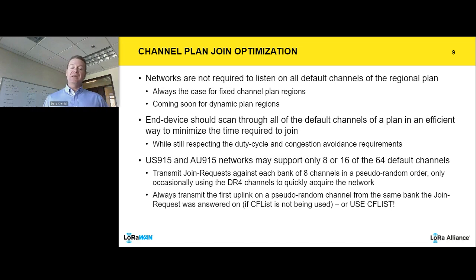And then secondly, the end device should transmit its next data frame, the first uplink, on a pseudo-random channel within the same bank as it successfully joined the network on. That, again, will give it the highest probability of getting in contact and getting the correct channel plan from the network. Of course, CF List support is the way to do this, and we strongly recommend all devices support CF List for all regions.